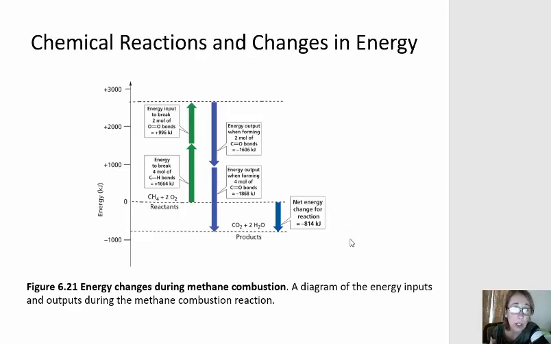Breaking the bonds requires energy, forming the bonds releases energy, and usually there is a net release of energy, and that energy is usually released in the form of heat.